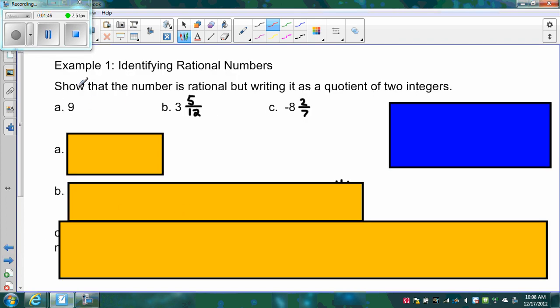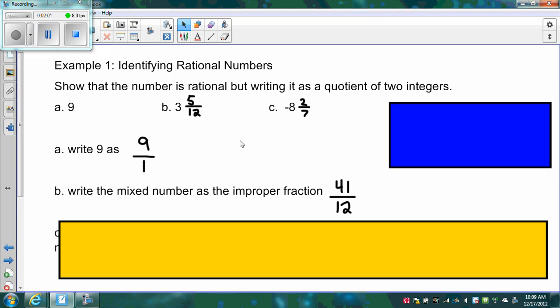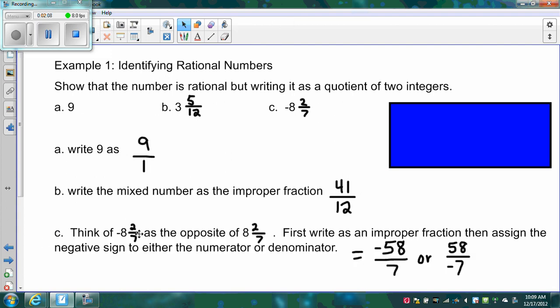So here's some of the examples I gave you on the previous page. If you had to write each of these, A, B, and C, as a quotient of two integers, the first, 9, would be 9 over 1. B, we would say 41 over 12 because we made it into an improper fraction. And C, it's a little tricky because there's a negative sign, but all you need to do is think of it as a positive and then remember to put the negative at the end. So make it into an improper fraction and then assign the negative to either the numerator or the denominator. It doesn't matter which, but make sure it's only one.